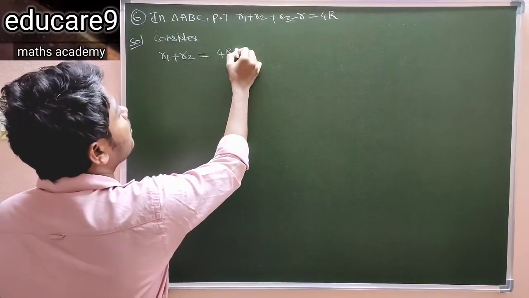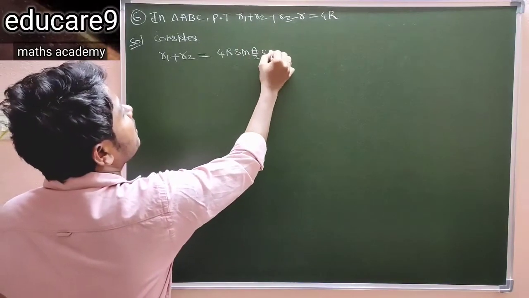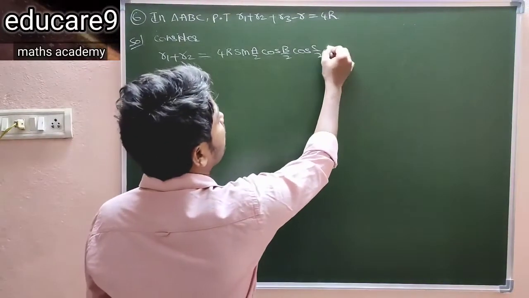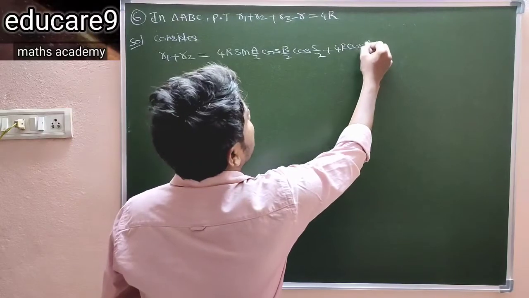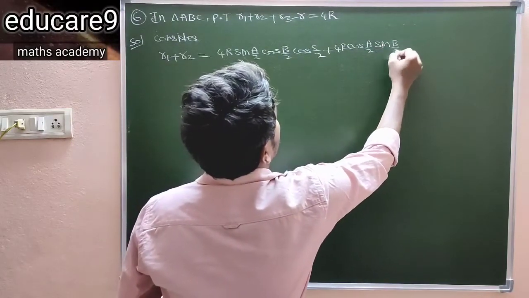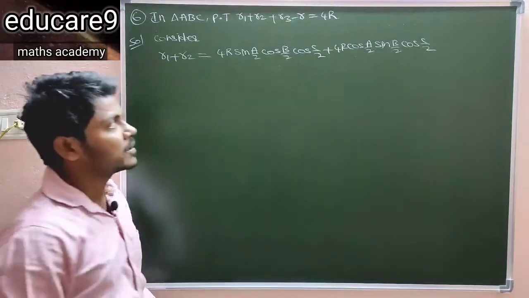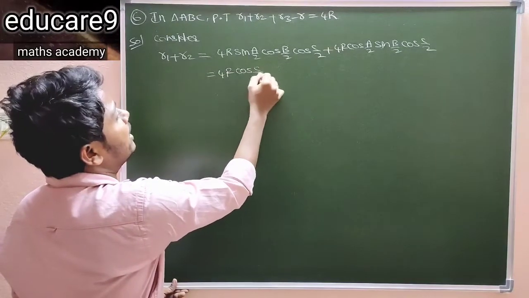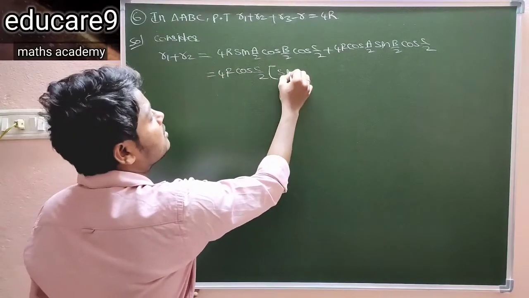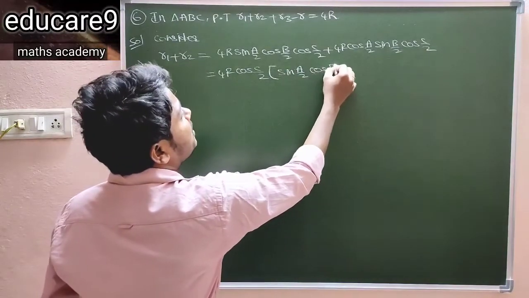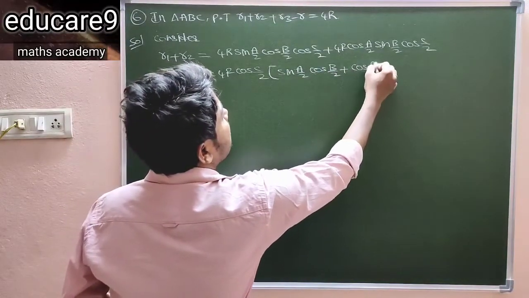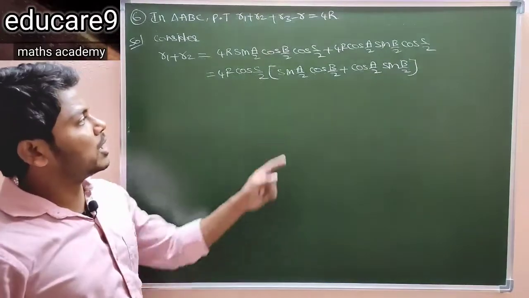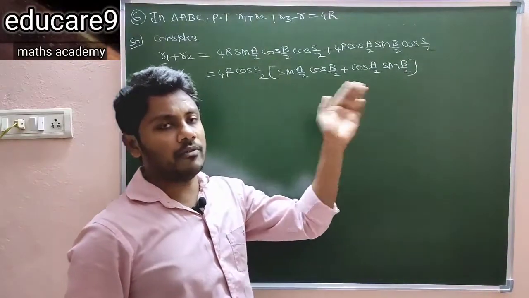4R sin A by 2 cos B by 2 cos C by 2. And second one, R2: 4R cos A by 2 sin B by 2 cos C by 2. So in both terms which one is common? 4R cos C by 2 is common. We will get sin A by 2 cos B by 2 plus cos A by 2 sin B by 2. So clearly it is in the form of sin A cos B plus cos A sin B, that is sin of A plus B.